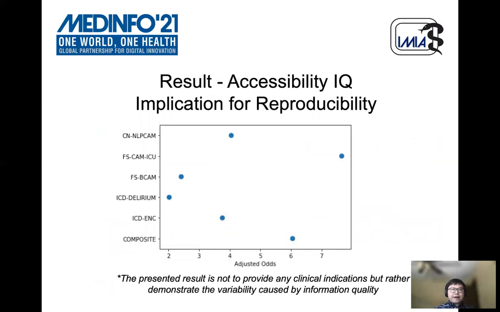The simulation of five different information sources on the outcome of delirium patients indicated high variability of the estimated odds ratio. This suggests that when inaccurate or incomplete information sources are used as gold standard, bias or misclassification could occur, which emphasizes that information quality has a significant effect on reproducibility.